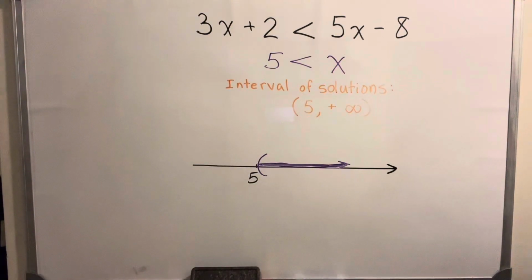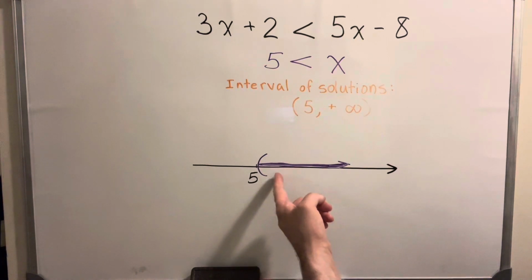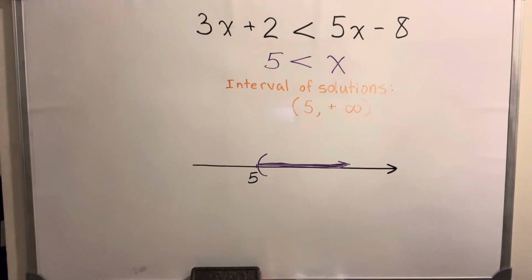The problem stated to find the interval of solutions. We know that the solution is x is greater than 5, so that interval is 5 to positive infinity, not including 5, because this is greater than, not greater than or equal to. Another graphical way of looking at it is on the real number line. You have 5, and the curved line means not including 5.